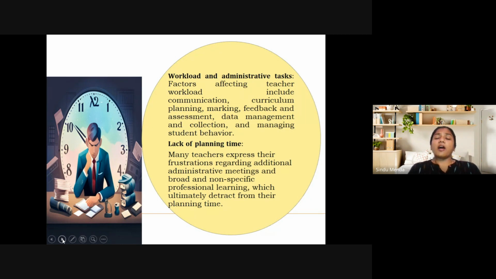The second one is lack of planning time. Generally, we don't prepare a plan for what we are going to do in future. Lack of planning time is when teachers express frustrations regarding additional administrative meetings, board meetings, or broad and non-specific professional learning, which ultimately detract from their planning time. These are all factors affecting lack of planning time.